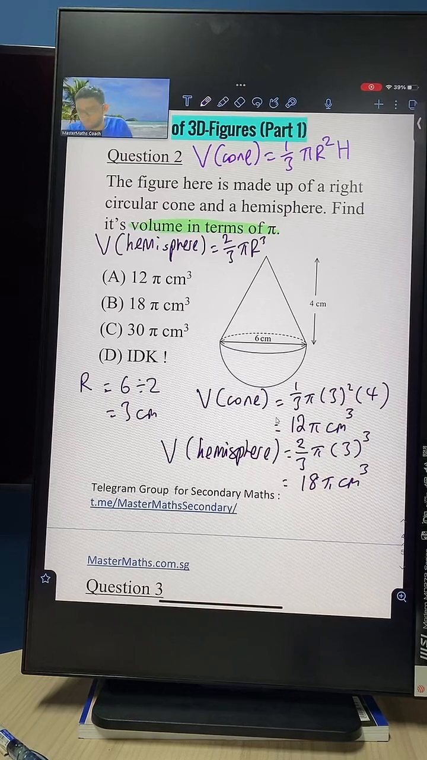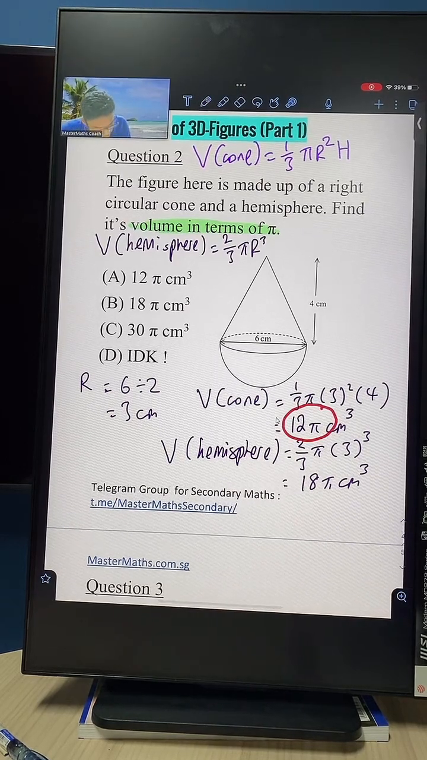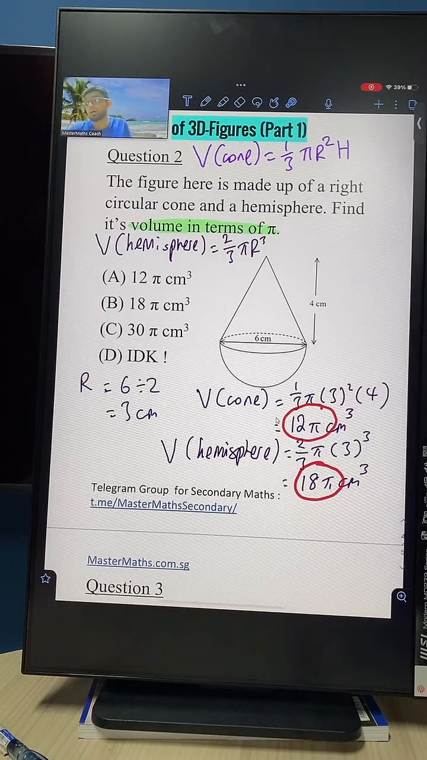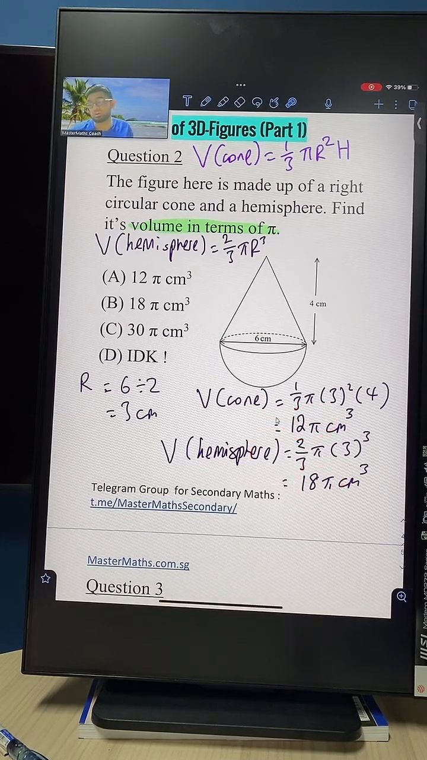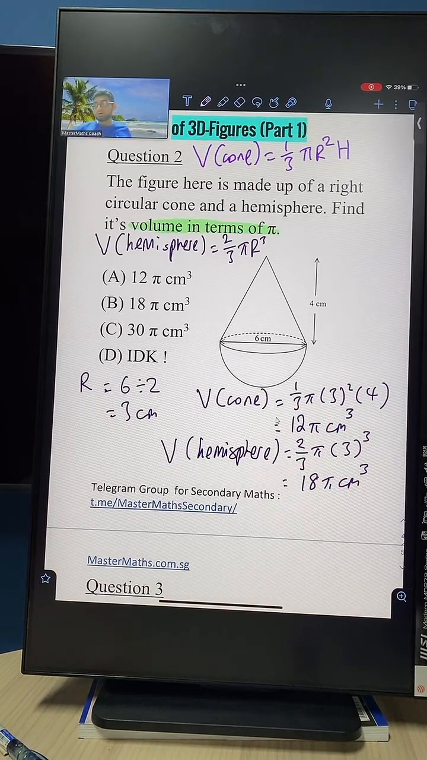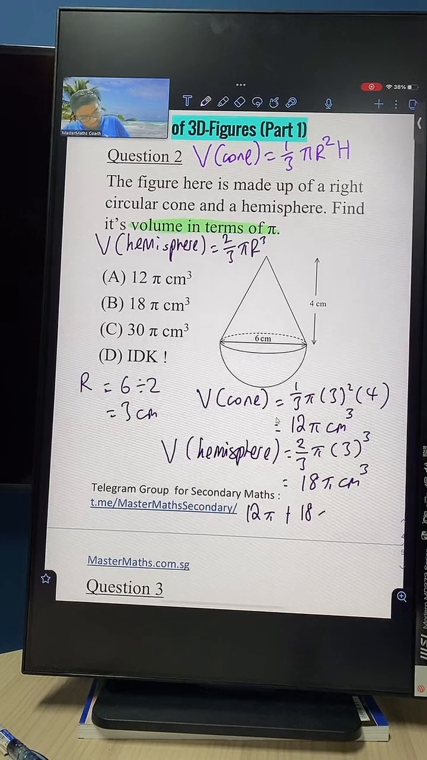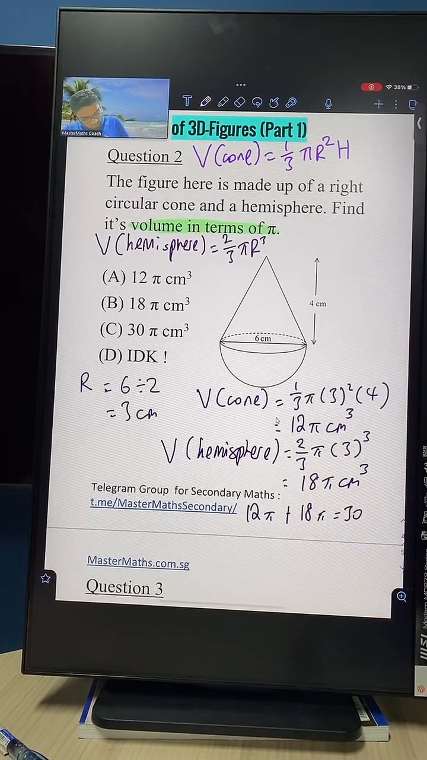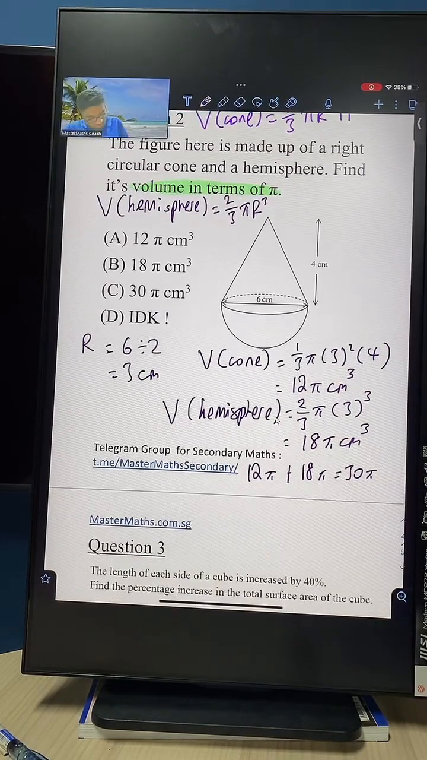Ladies and gentlemen, what is the total volume then of this shape? When you take 12 pi plus 18 pi, how many pi are you left with? Can you let me know in the chat box, please, guys? Now this question becomes so simple already, right? When you take 12 pi plus 18 pi, you will be left with a total of, answer is C, 30 pi. Fantastic. So you got 12 pi plus 18 pi, which equals 30 pi cubic centimeters.